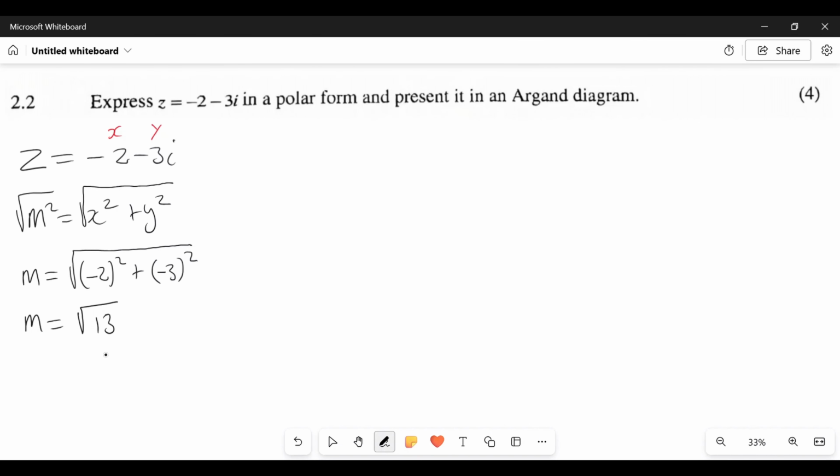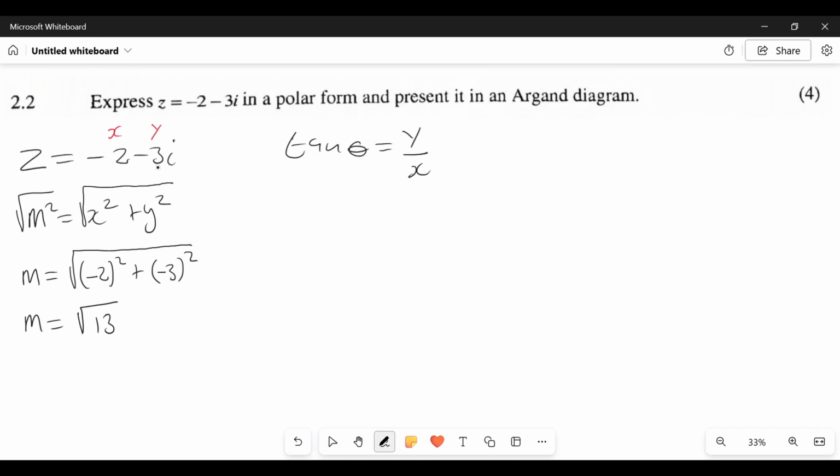Now it's time for us to calculate the argument. When you calculate the argument, the best trigonometric ratio to use is tan theta. You can use any trigonometric ratio, but tan theta is best because you will be using the values that are given to you. If you use other trigonometric ratios like sine and cos, you have to use the modulus that you calculated, and if you made a mistake there, you're going to lose marks. So we all know that tan is opposite over adjacent. Our opposite is y, and our adjacent is x.